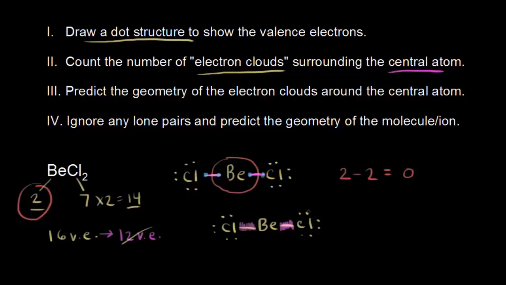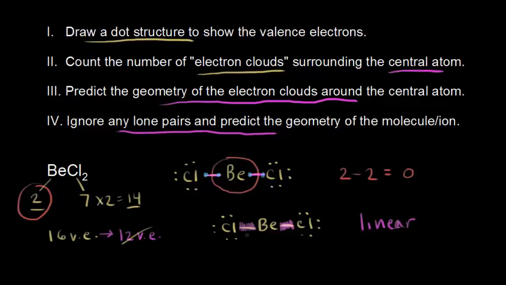And so the geometry or the shape of the electron clouds around the central atom, if they're pointing in opposite directions, is going to give you a linear shape here. So this molecule is actually linear because we don't have any lone pairs to worry about here. So we're going to predict the geometry of the molecule as being linear. And if that's linear, then the bond angle, the angle between the chlorine, the beryllium, and the other chlorine, is 180 degrees. So just a straight line. All right, so that's how to use VSEPR to predict the shape.